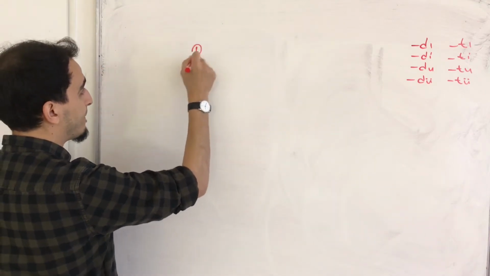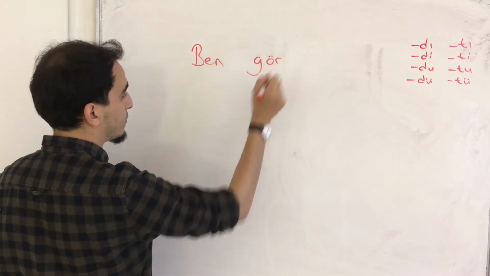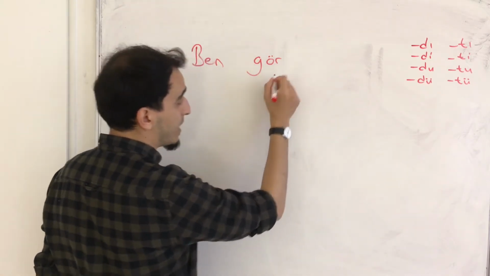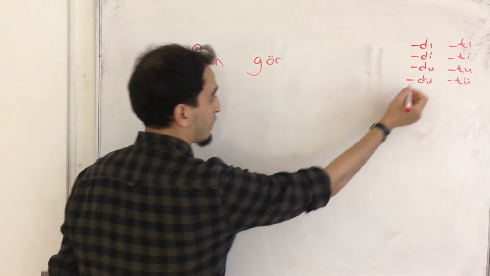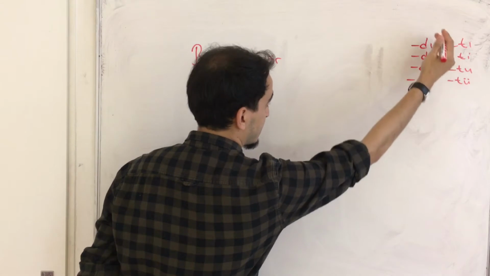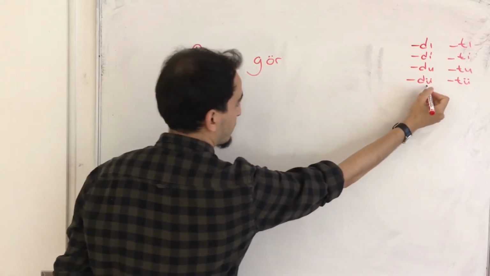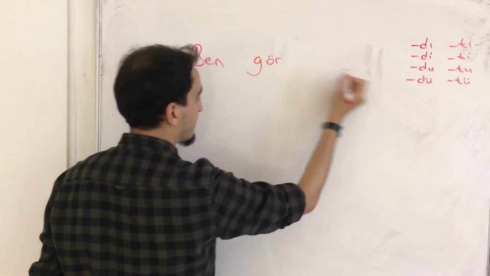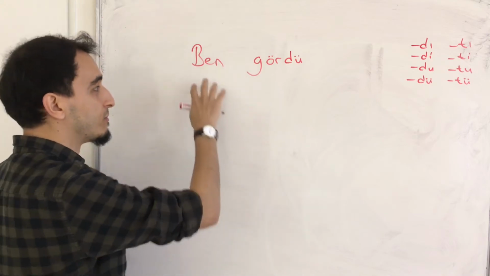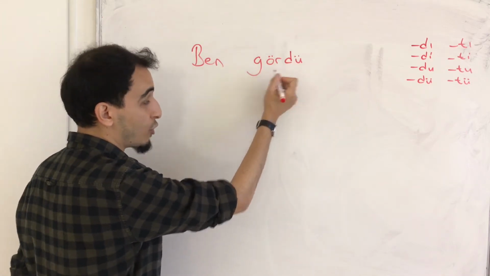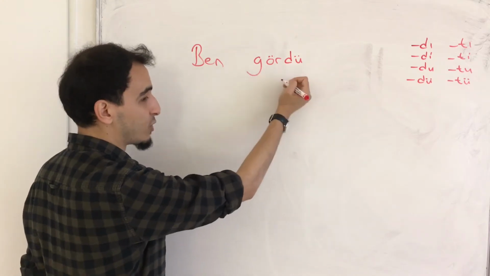Ben, gör. Which one? R is a soft consonant, so we will go for this part. D, di, dü, du. So we will go for this round form and ince form, remember? So gördü. Ben gördü. Görmek by the way, to see. So ben gördü, like I saw.